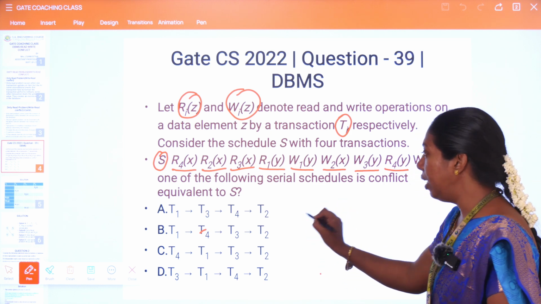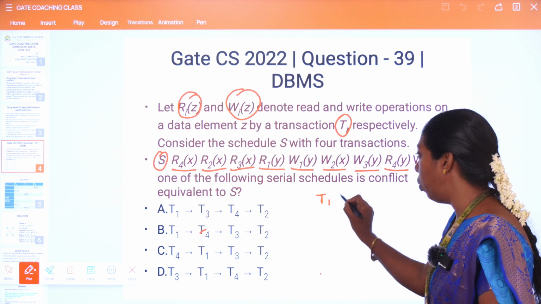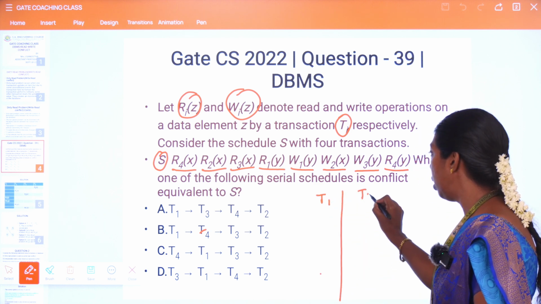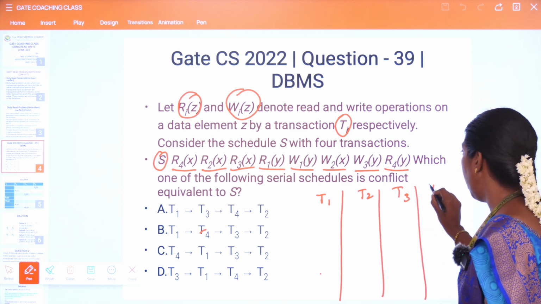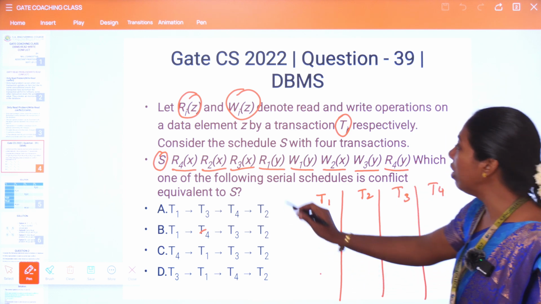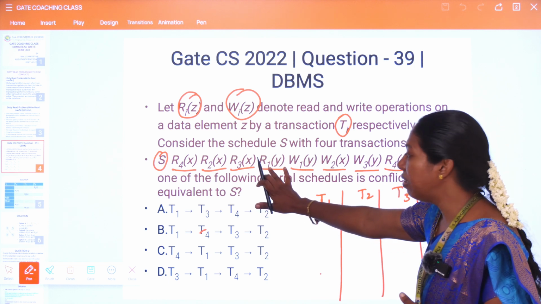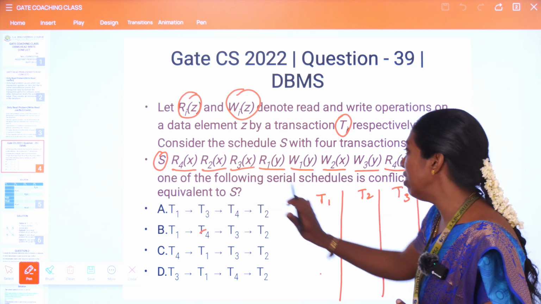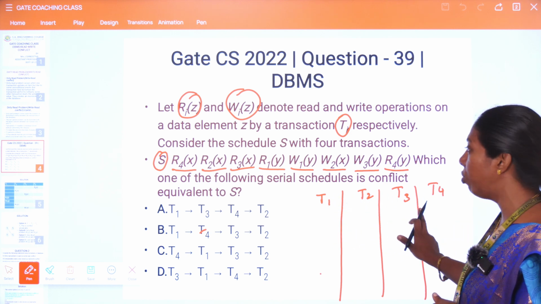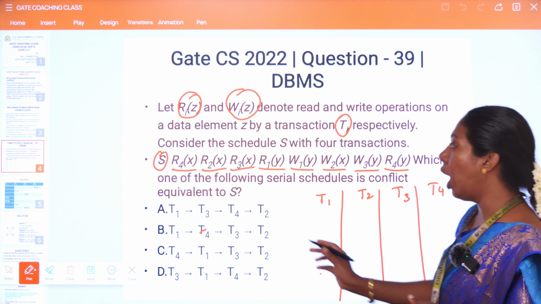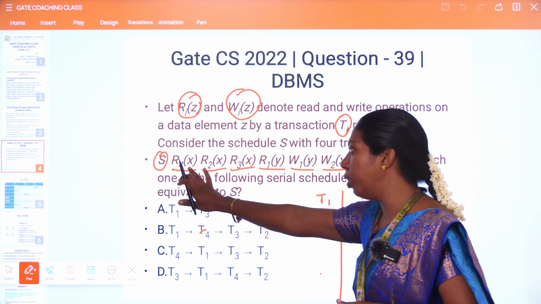So here you have to give T1, T2, T3, T4, because this I is representing the 4 transactions, so that's why I'm keeping here transaction 1, transaction 2, transaction 3 and transaction 4. So you have to read according to the order.